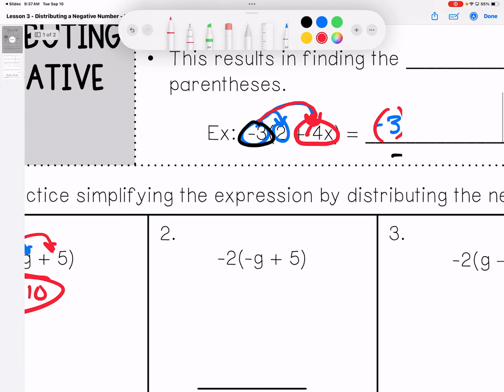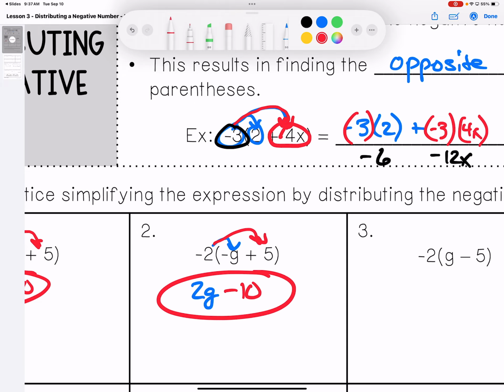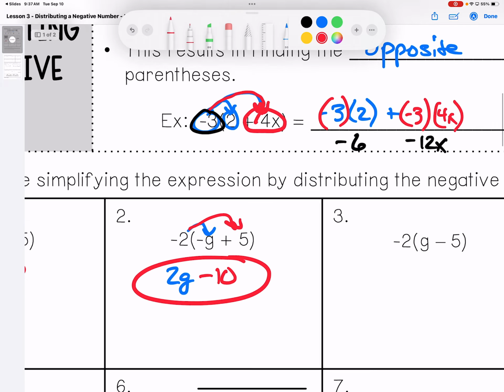All right, the next one. Same process. Negative 2 times g and negative 2 times 5. Negative 2 times g. A negative times a negative is a positive, so it's positive 2g. Negative 2 times positive 5 is negative 10. So the answer is 2g minus 10.